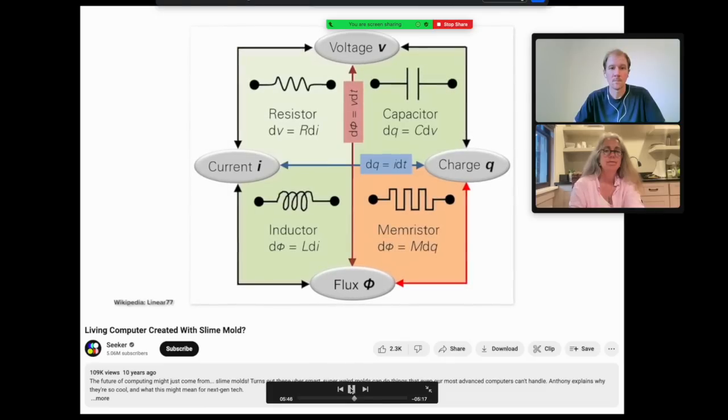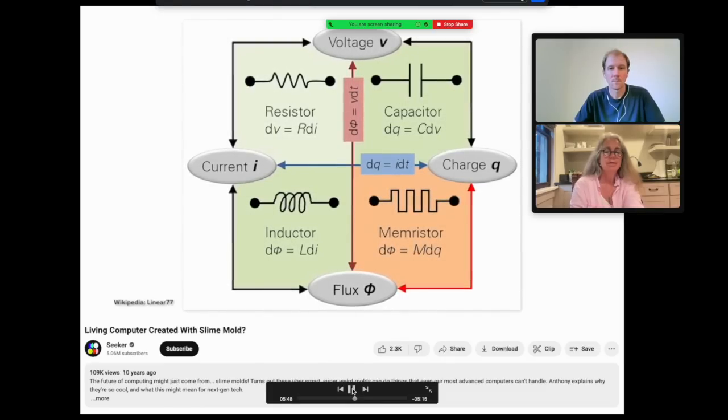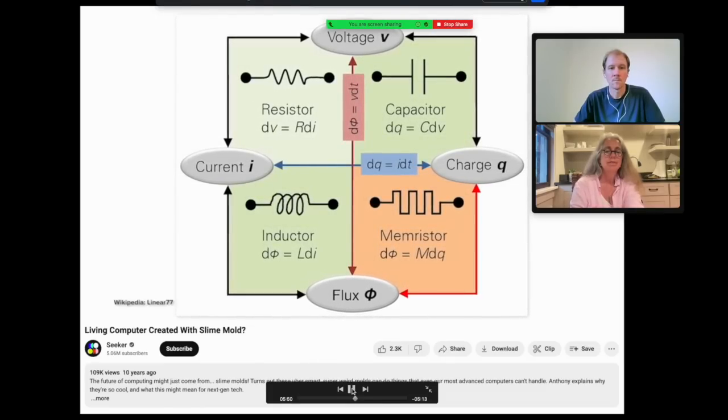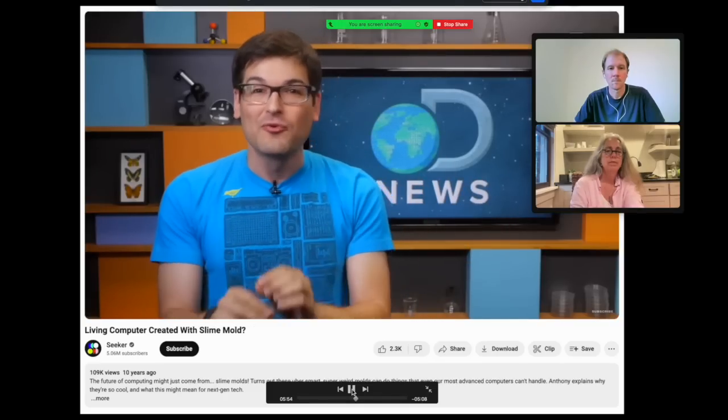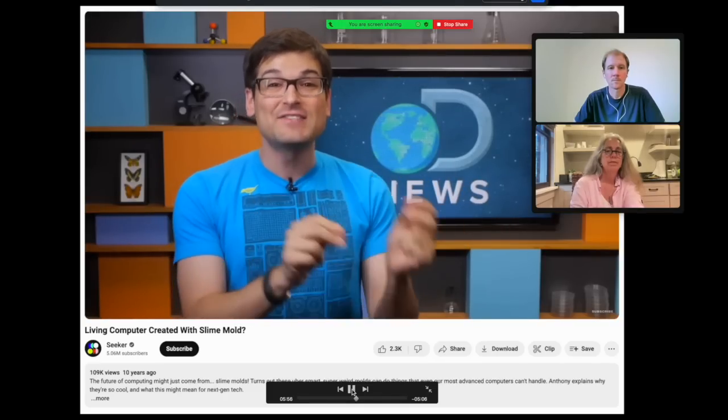Mm-hmm. A memristor is a resistor that can remember the position it was in when you stop running electricity through it. Think about that. A computer that when you lose power remembers exactly what it was doing and instantly goes back to it. That sounds like tardigrades and reminds me of the Long Now Foundation. Yeah. I don't know why, right.